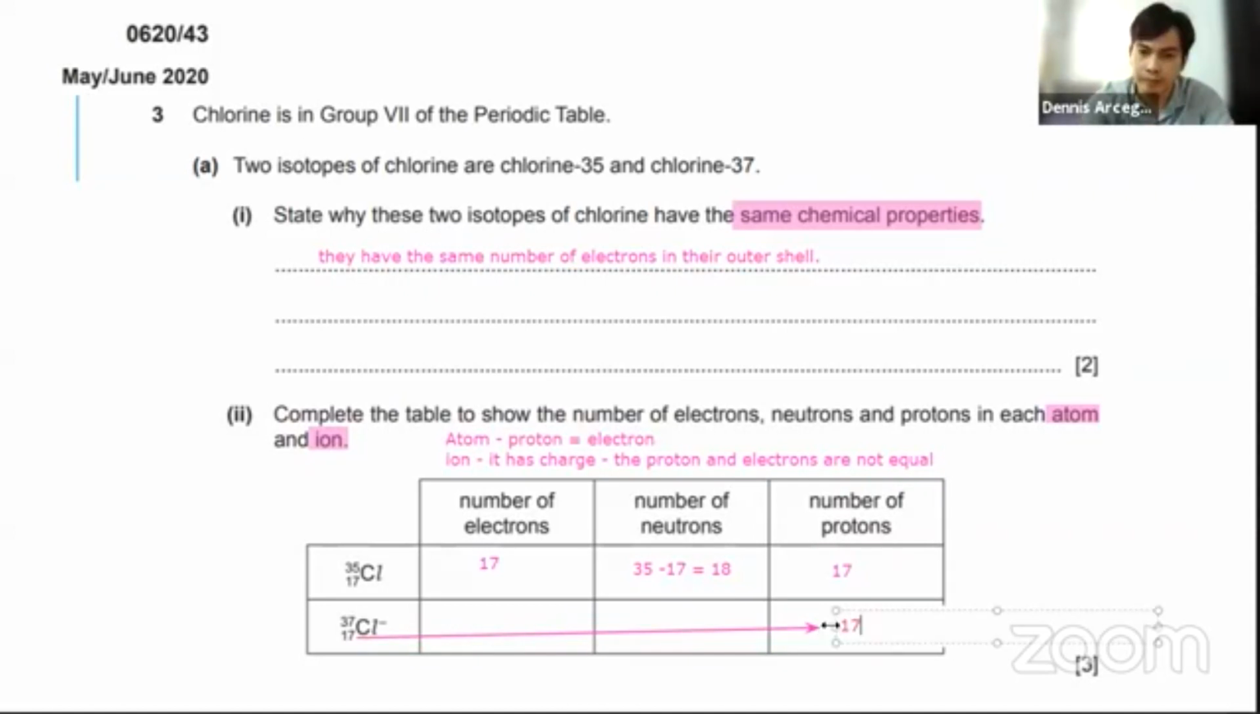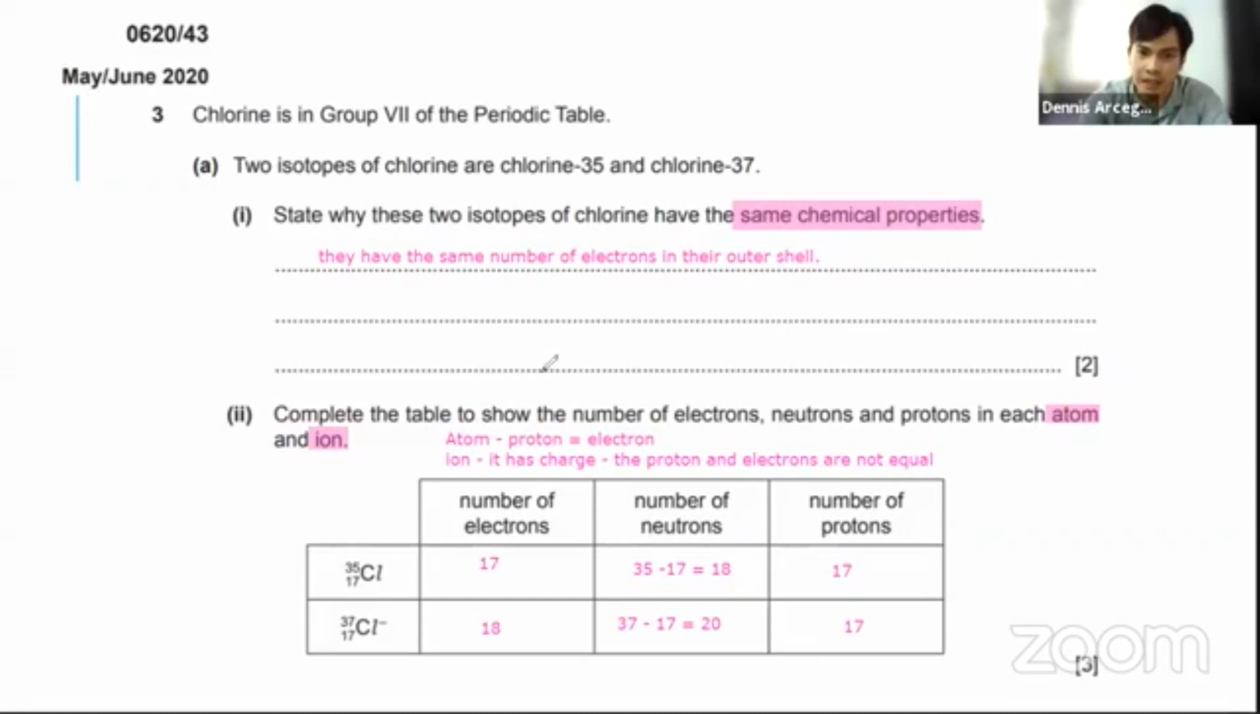So it's 17. Since it has a negative charge, it means it gained electrons. How many electrons? It depends on the charge. Since the charge is negative, it means it gained 1 electron. If it gained 1 electron from 17, it will become 18. And then the neutron will be the same. It will be 37 minus 17, so you'll get 20. So that is how you get the neutron. Don't be confused in this.